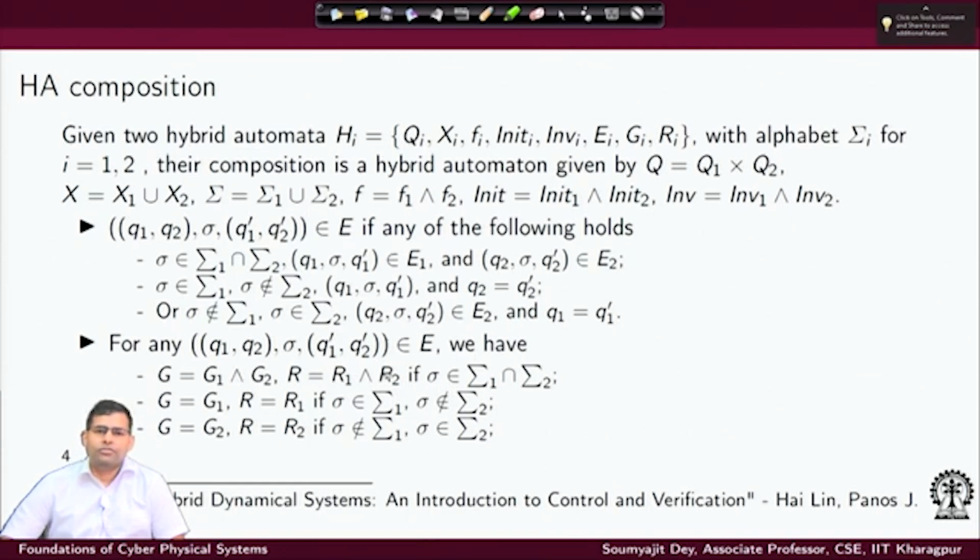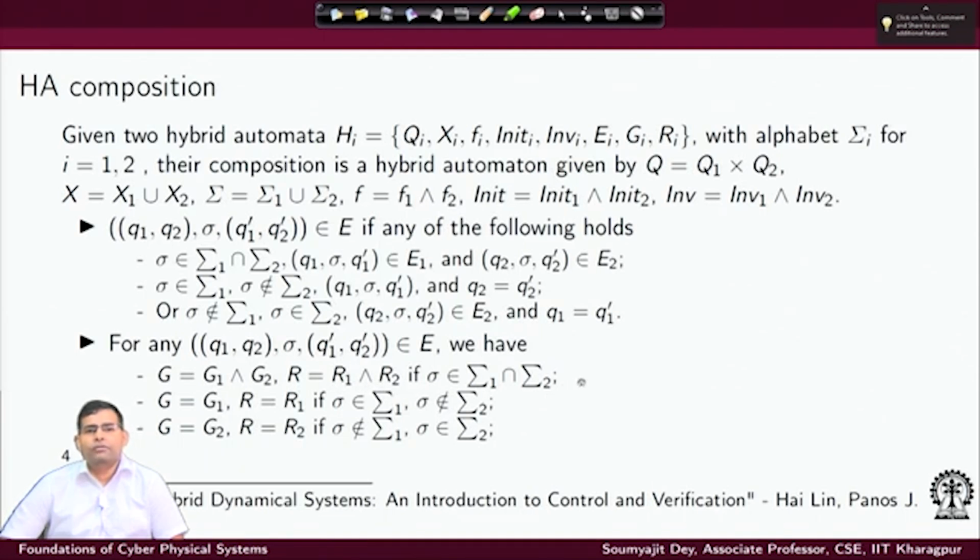Now, what about the edge, the guards and resets? Suppose you have any edge Q1 Q2 to Q1 prime Q2 prime. Your guard will be a combination of G1 and G2, where G1 and G2 are the individual guards of the transitions from Q1 to Q1 prime and Q2 to Q2 prime. Similarly, you have the reset condition as a combination of R1 and R2.